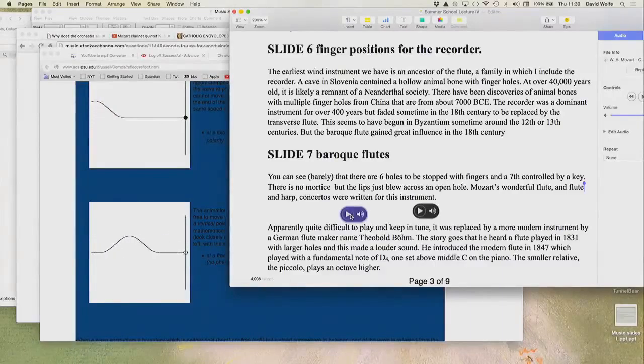Now, the story goes that in 1831, a German instrument maker named Theobald Böhm heard a flute play with somewhat larger holes, and it was louder, and that gave him an idea. And so he introduced the modern flute in 1847, this instrument, and he invented the system of keys that cover the holes rather than putting one's finger on individual holes. And there's this piece called the mortise in the front.